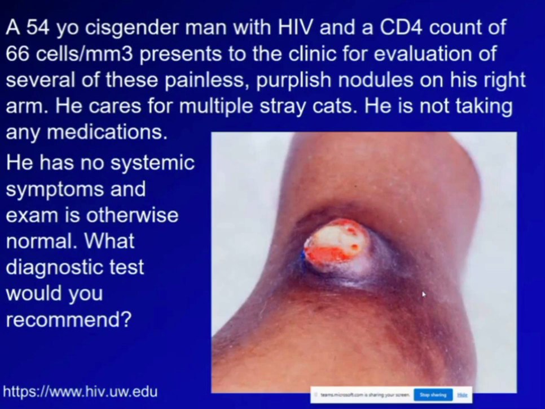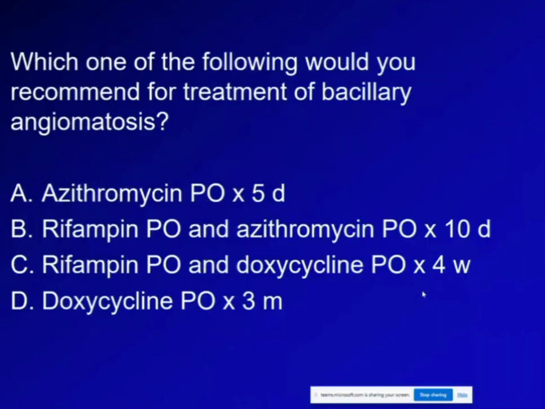Warthin-Starry stain, a silver-based stain. My mentor for many years used to call it the worthless starry stain because it's very rarely helpful. But in this case, let's say the guy had the biopsy and the worthless starry stain was positive for gram-negative bacilli. And so you've now made your diagnosis of bacillary angiomatosis. And how are you going to treat that?